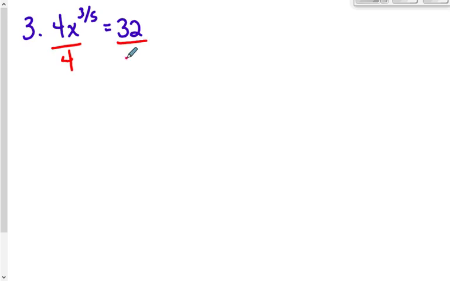All right, number 3. We have 4x to the 3 over 5 equals 32. What do we do? Very good. Divide by 4 on both sides. Dividing by 4, I get x to the 3/5 equals, what's 32 divided by 4? 8.